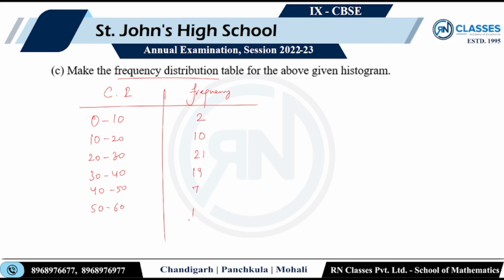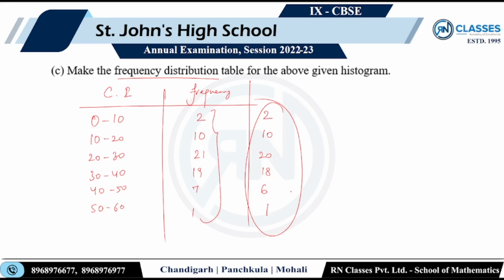So if there is some correction, as probably it might be given, it can be 2, then 10, it can be 20, then 18, then 6, then 1. अगर correction लगाई है तो something like this, और अगर correction नहीं लगाई है तो something like this. Right? I hope you can do it.